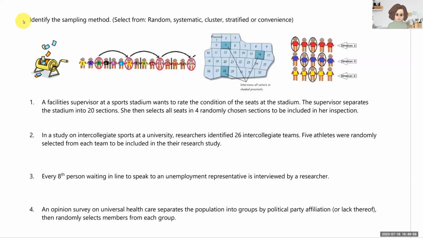Welcome. On this page, we'll just do some practicing of identifying the sampling method described. And I'll just do a quick recap here of the sampling methods that we'll have to choose from. So first we have random.